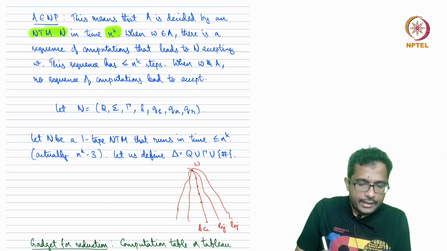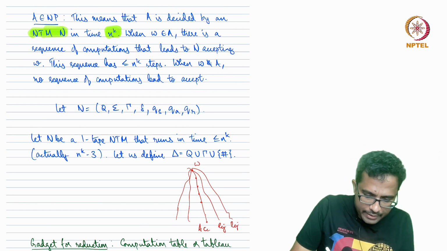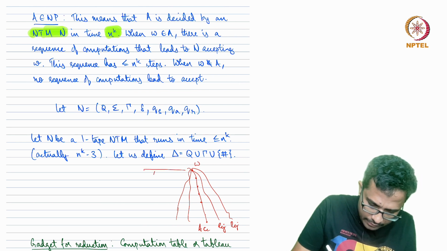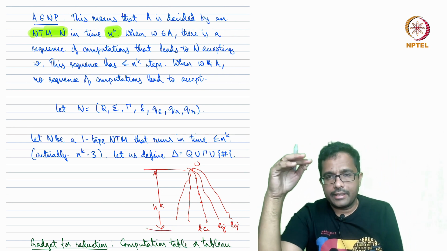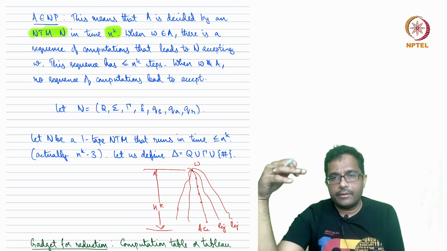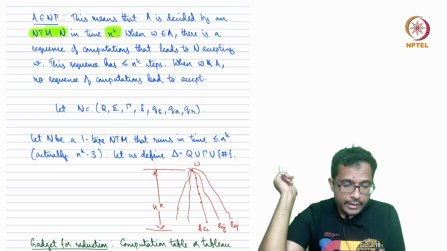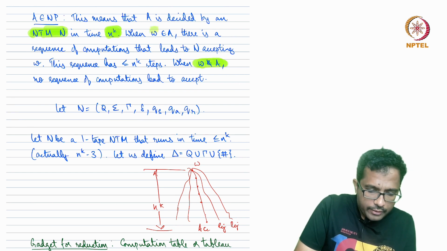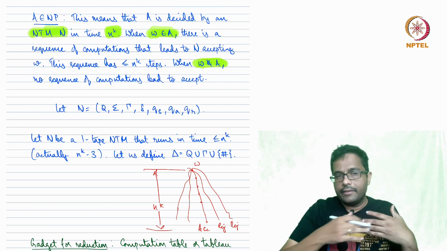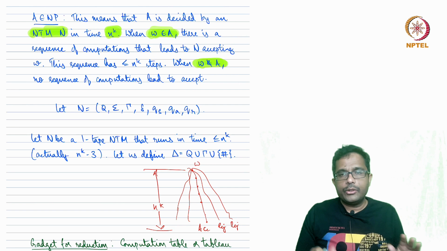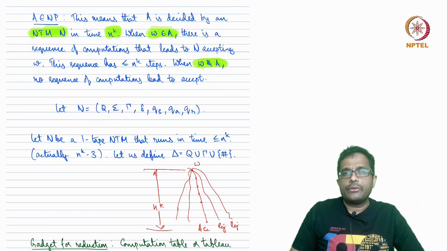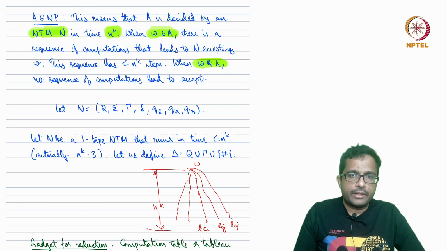And we know that N decides A in n^k time. So the number of steps here is at most n^k. So there is a sequence of computations starting with the starting configuration and reaching an accept for N on the string W. This is when W is in A. When W is not in A, there is no such sequence of computations, meaning whatever valid sequence of configurations we see will lead to reject. So when W is in A, there is a sequence of computations leading to accept, and when W is not in A, all the sequences of computations lead to reject.